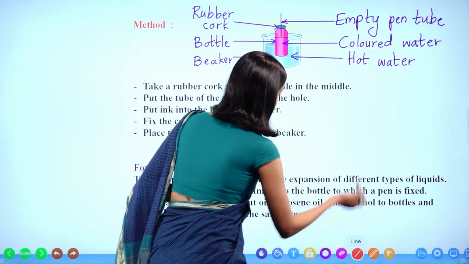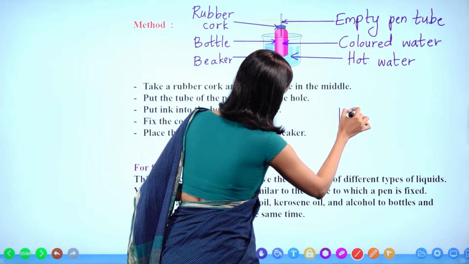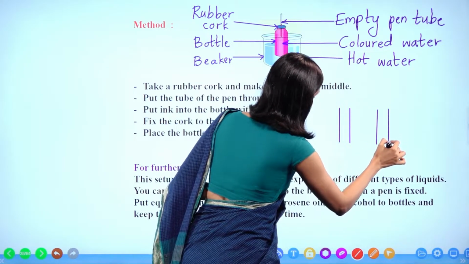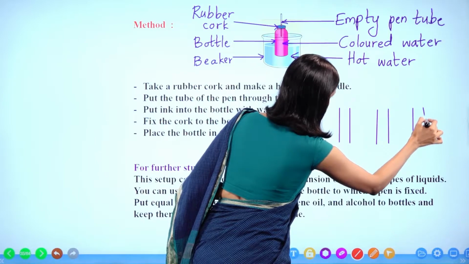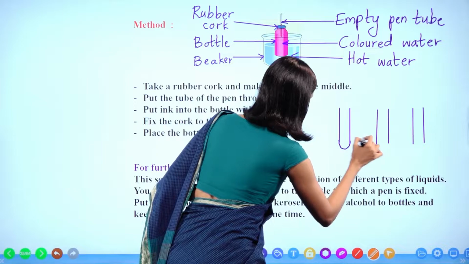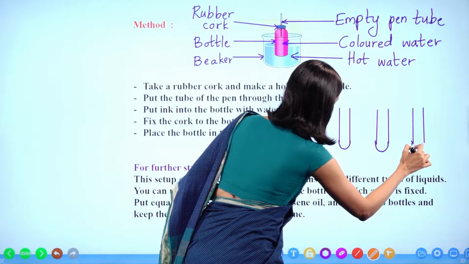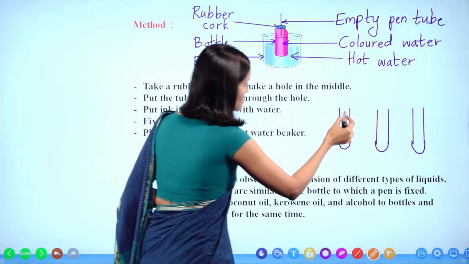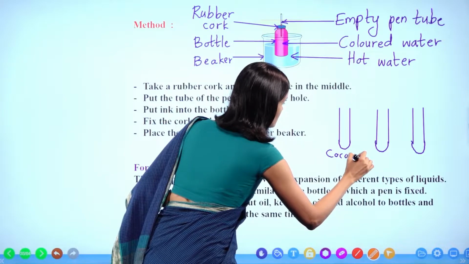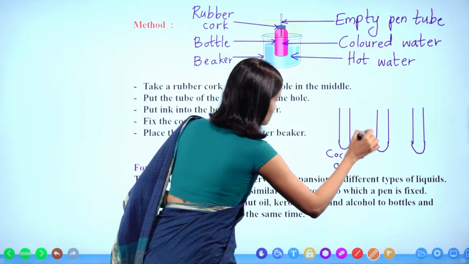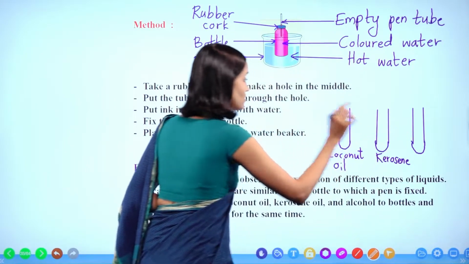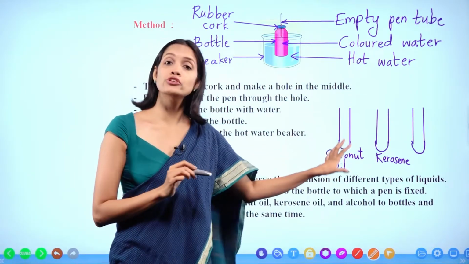Okay, we'll draw it. Test tubes. Right. You can draw it like this. And to one test tube, we have to put coconut oil. To the next one, we can put kerosene. To the third one, we can put alcohol. There I am going to use colored alcohol.